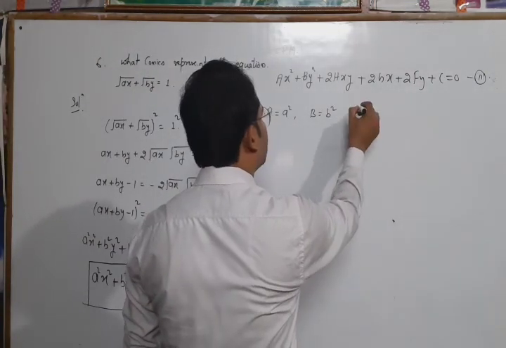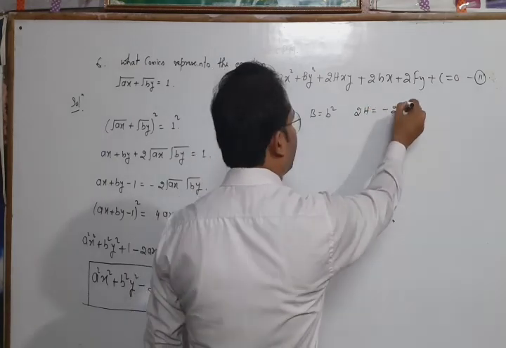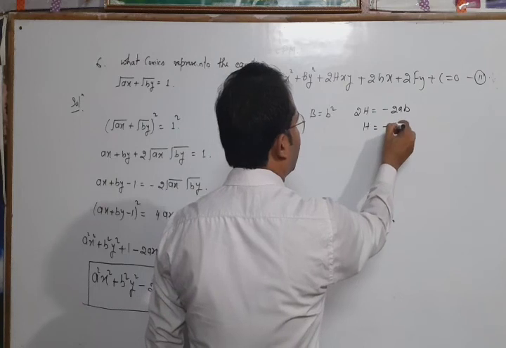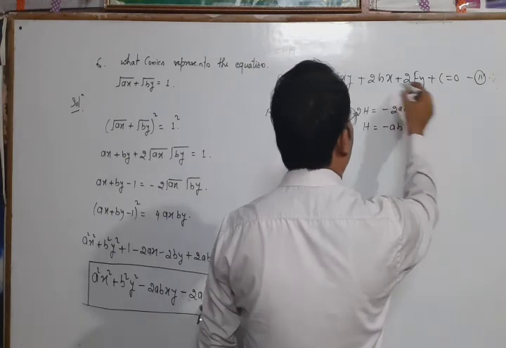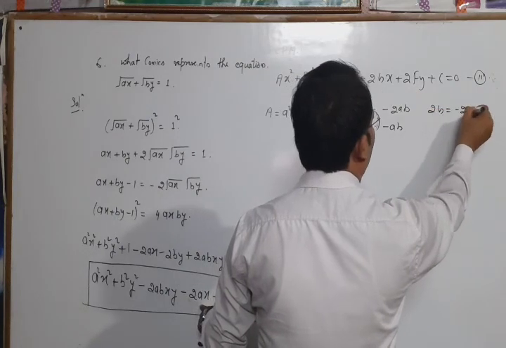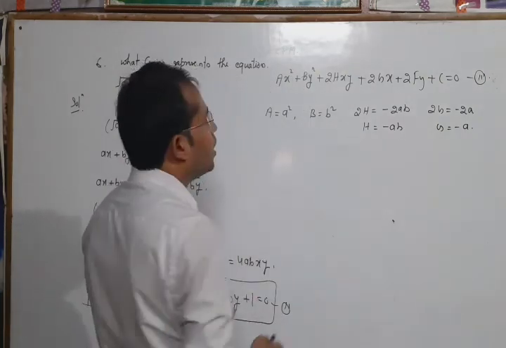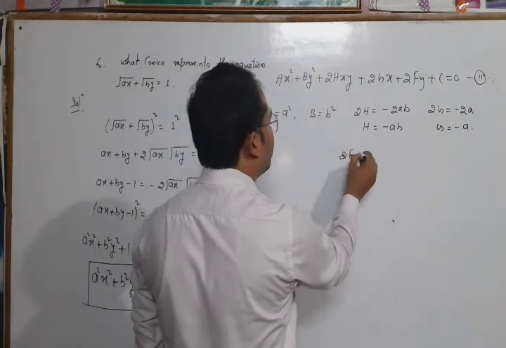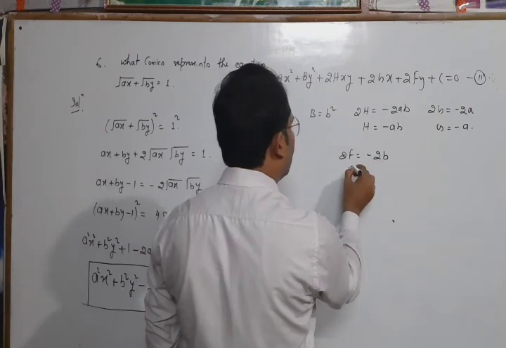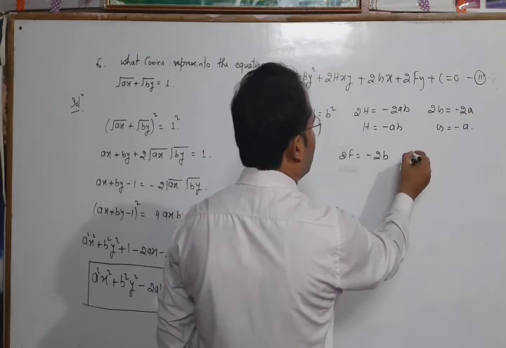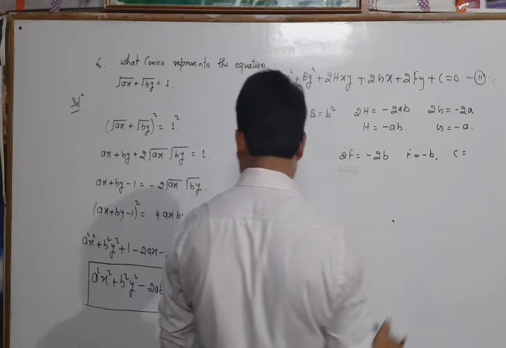Coefficient of xy is 2h and coefficient of xy is minus 2ab, so h will be minus ab. Coefficient of x is minus 2a. Here 2g is equal to minus 2a, so g will be minus a. Coefficient of y: 2f is equal to minus 2b, then f is equal to minus b, and c will be 1.